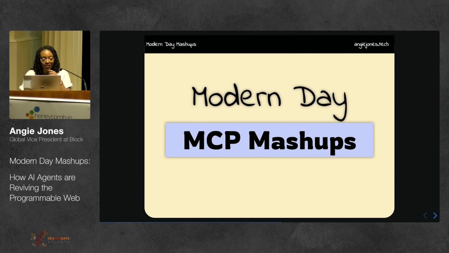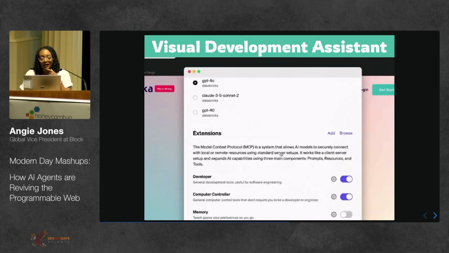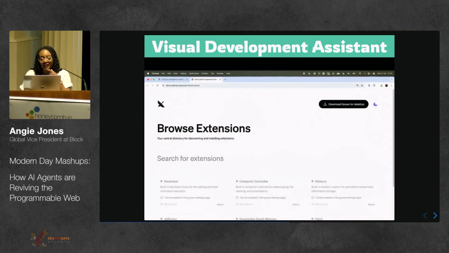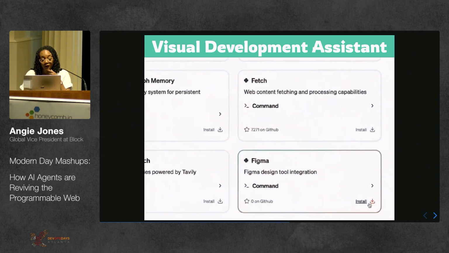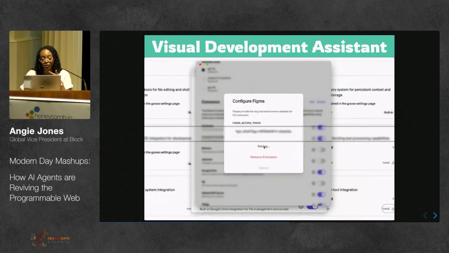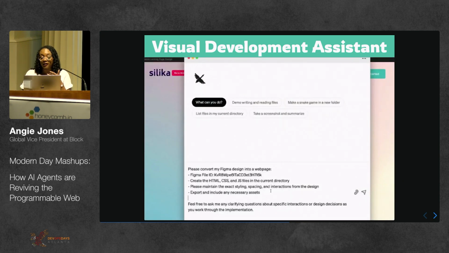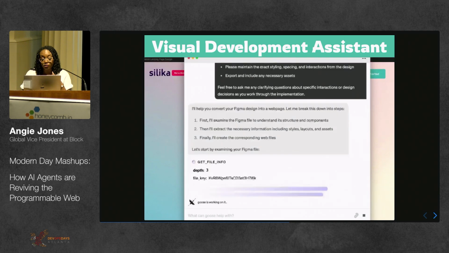Let's look at another mashup. So here's a Figma design. And to access this from my AI agent, I need to add the Figma MCP. So I'm going to install this and provide it with my Figma access token. I also have a couple of other MCPs enabled here, like the developer and the computer controller.